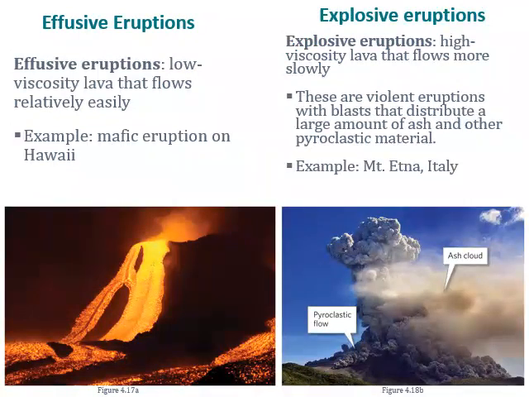We can also classify igneous rocks by their eruption type. Effusive eruptions are low viscosity lavas that flow relatively easily. And a great example is a mafic eruption of basalt on the islands of Hawaii. Explosive eruptions are formed when high viscosity lava flows more slowly out of volcanoes. Pressure builds up and there is a high energy release that is the explosion. These are violent with blasts that distribute large amounts of ash and other pyroclastic material. One example is Mount Etna of Italy, where this picture was taken.